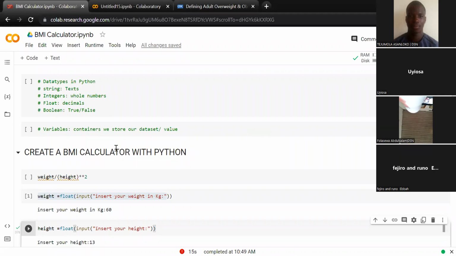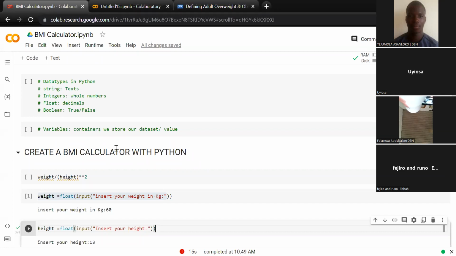Now we want to create a BMI calculator. A BMI calculator calculates your body mass index. It has a formula: weight divided by height raised to power 2. Your height is in meters, and to make it meter square, the unit for BMI is kilogram per meter square. So weight divided by height raised to power 2 will give you your body mass index.